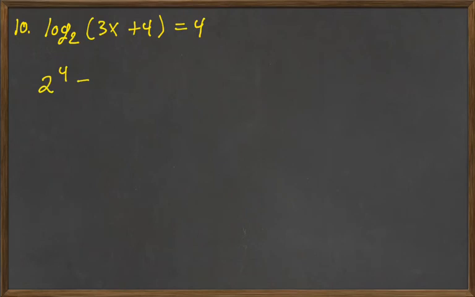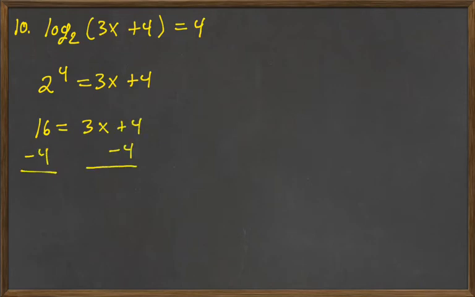So this is form 1. The logarithm is, there's only one there, it's isolated. So base is 2, exponent is 4, and that's going to be equal to 3x plus 4. 2 to the 4th is 16, and that's going to be equal to 3x plus 4. We'll go ahead and subtract 4 from both sides, and then we'll divide by 3, and we'll get x is equal to 4.